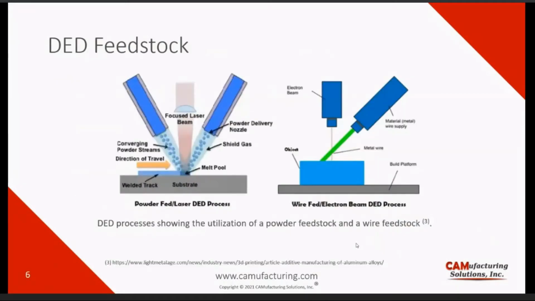And with DED, there are typically 2 different types of feedstock. You can either have powder feedstock or a wire feedstock. The image to the left uses powder feedstock, the image to the right is a wire feedstock. And your type of feedstock typically depends on the machine that you're using, the availability of the material that you're using in either feedstock, amongst other things. So then the user can choose which feedstock type is appropriate for their application.